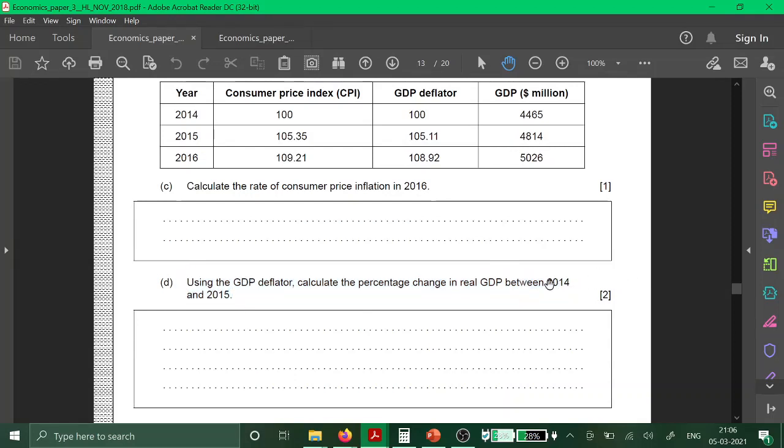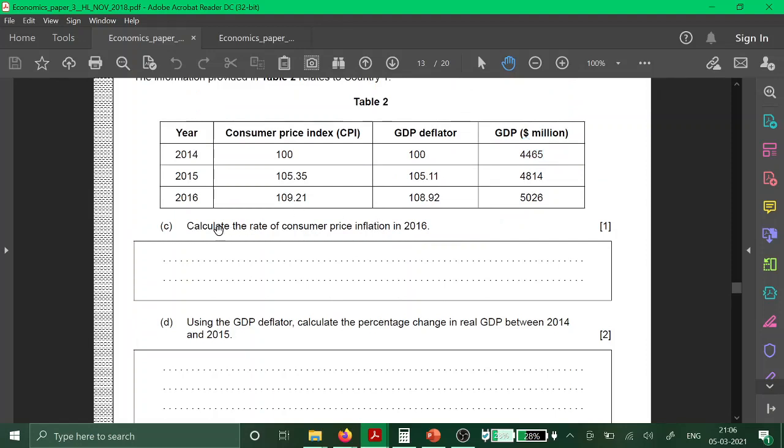Yeah, I got it. So first find out the real GDP, then find out the change. Whatever value it is, you see the percentage change with respect to 2014.